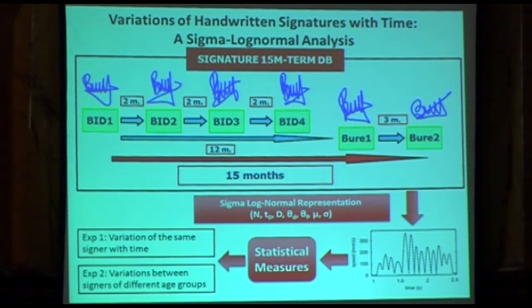The positive point of this theory is that it takes into account the physical body reactions that closely relate to aging, such as the neuromuscular response time. And we run two sets of experiments. First, we analyze the variation of the same signer with time, and then we analyze the variation of different signers of different ages. So if you have any questions, please visit my poster, and thank you.